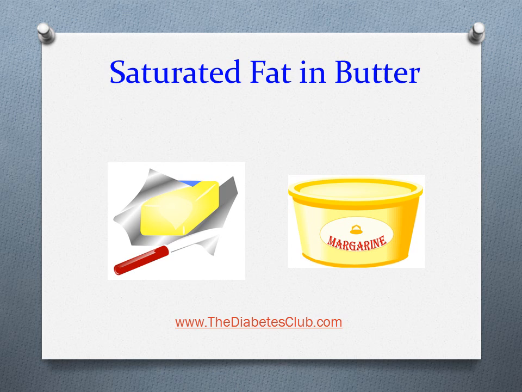Butter is mainly saturated fat, and so is margarine. Margarine has an additional problem, and it is the hydrogenated fats that it is made with. And trans fats, or hydrogenated fats as they are called, are very damaging to our arteries. So if you have to choose between butter and margarine, I would say definitely butter.